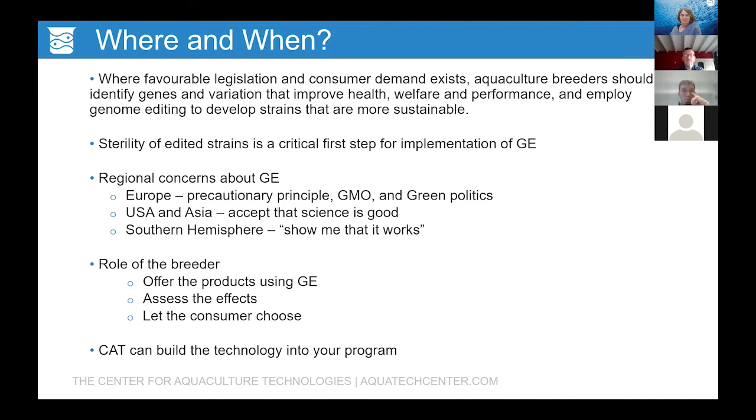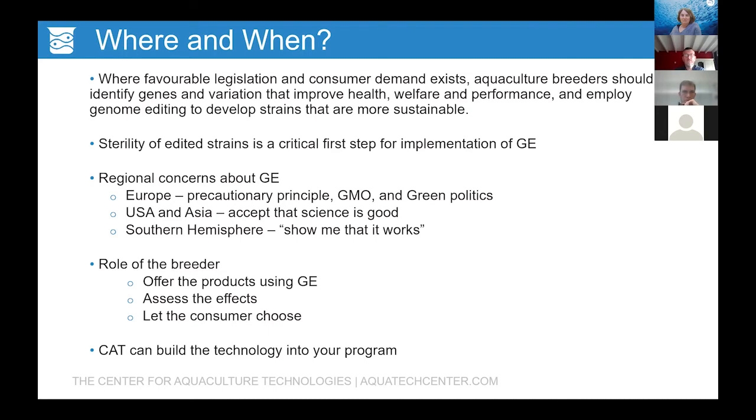We recognize regional concerns about gene editing. Europe has, over the last few decades, developed the use of the precautionary principle, looking closely at the developments of new technologies, particularly GMO, being opposed by green politicians and operating within the environment. There are more permissive environments that we see around the world, particularly USA and Asia, where there is more reliance on the science and acceptance that the technology may be used for good rather than just be a problem and applied in a negative way. And then we have discussions with colleagues typically in the Southern Hemisphere that are looking more at an approach that says, show me how this works and we'll see how we can develop it within the system of application.